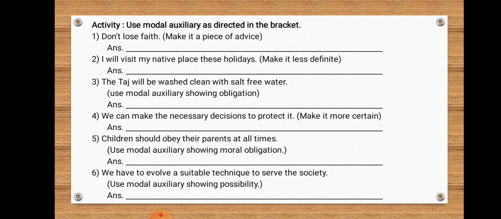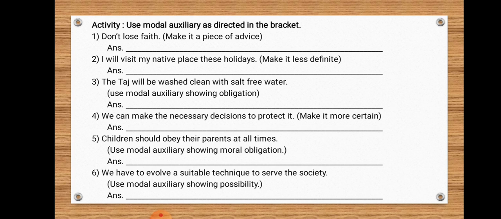Here the first sentence is "Don't lose faith" and the direction is given: make it a piece of advice. Now advice means we are going to use should. So this sentence will be "You should not lose faith." So here we have used should to show advice. You have to remember should is for advice.